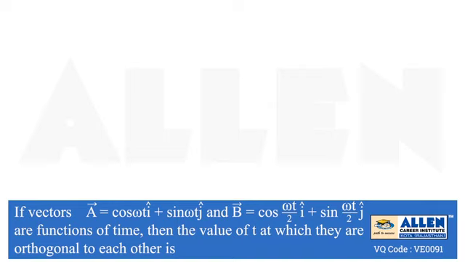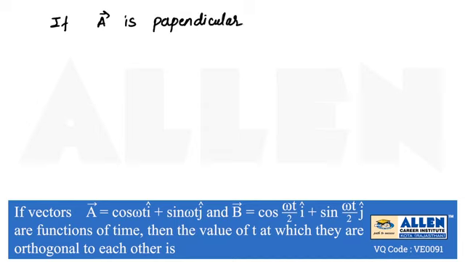Here we have been given two vectors, A vector and B vector, which are orthogonal to each other. Orthogonal means they are perpendicular to each other, or we can say the angle between these two vectors is 90 degrees. Therefore, when two vectors are at 90 degrees or perpendicular to each other, their dot product is equal to 0.